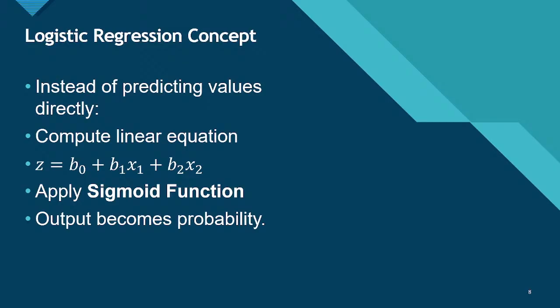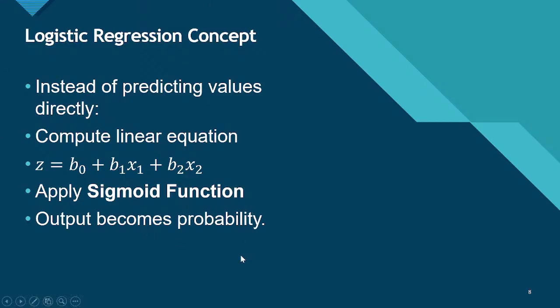After applying the sigmoid function, the output becomes the probability that the instance belongs to a particular class. For example, if the output is 0.8, there is an 80% probability that the instance belongs to the positive class, and if the output is 0.2, it is a 20% probability. This is the sigmoid function we use for the output to become a probability, the component that converts the linear output into probability.